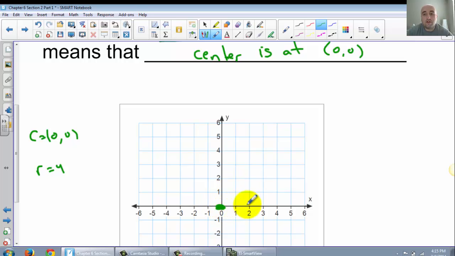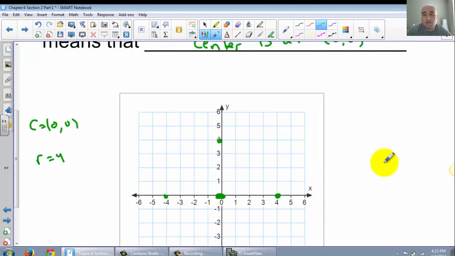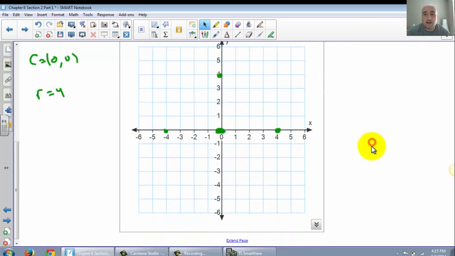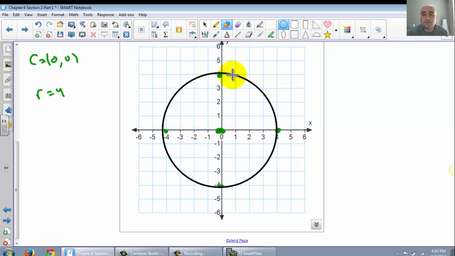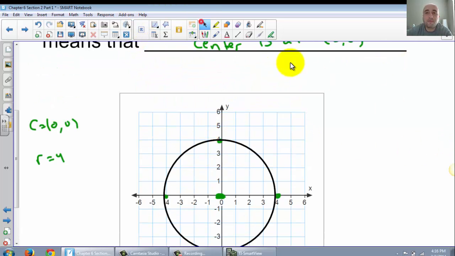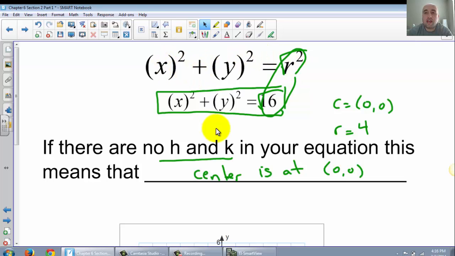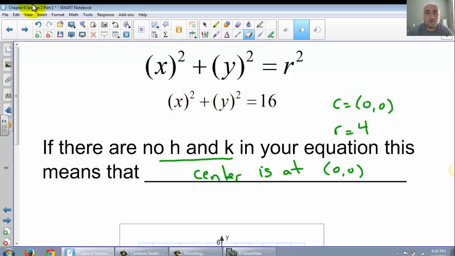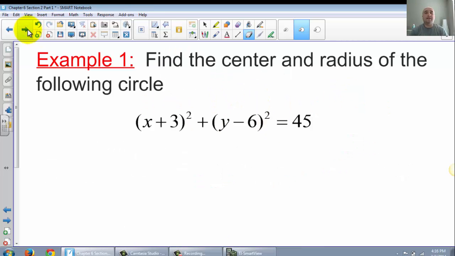Okay, so my center is right in the middle, and I'm going to go 4 to the right. I'm going to go 4 up. I'm going to go 4 to the left, and I'm also going to go down 4. Sorry about that. And I'm going to draw my circle. And there it is. Okay, so that was nice and easy. So if you do not have an h and a k in your problem, you should assume that the center is at 0, 0.